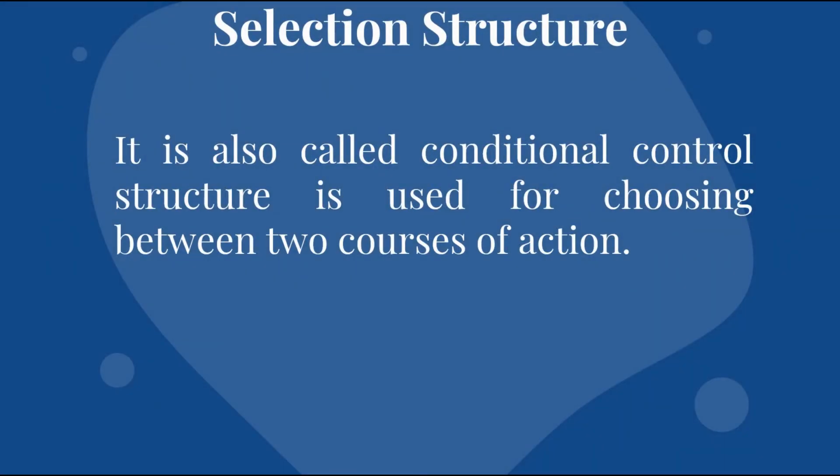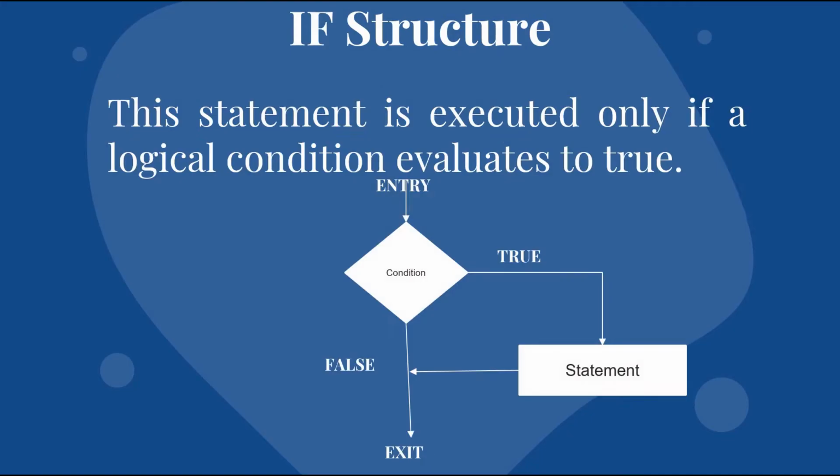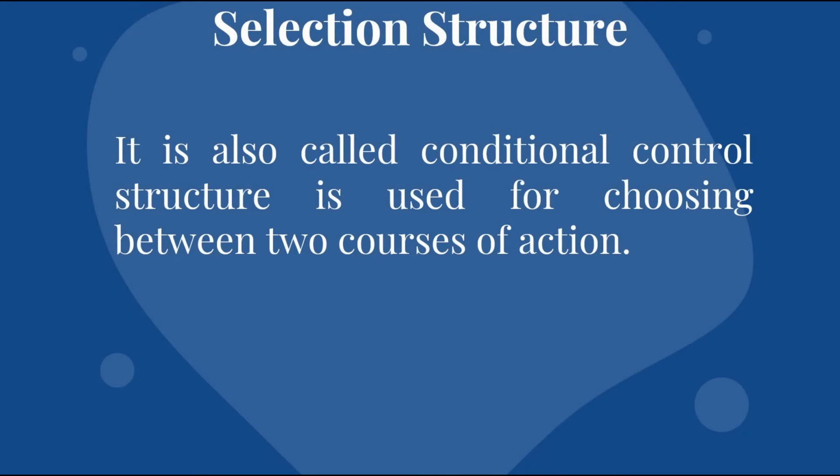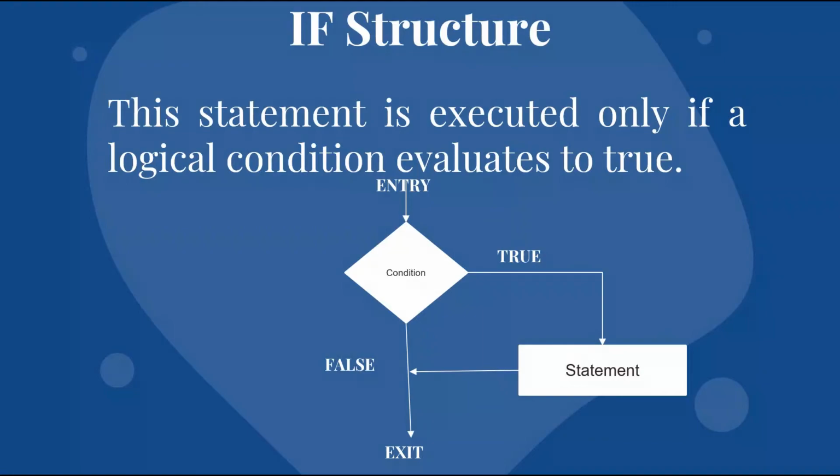Dito naman po tayo sa may selection structure. When we say selection structure, it is also called the conditional control structure, which is used for choosing between two courses of action. So, meron kasi tayong iba't ibang selection structure. Yung pinakauna po is yung if structure na kung saan this statement is executed only if a logical condition evaluates to true. Ibig sabihin, if the condition is true, then gagawin niya to. Kapag nag-false po siya, automatic na mag-end na po yung mismong program.